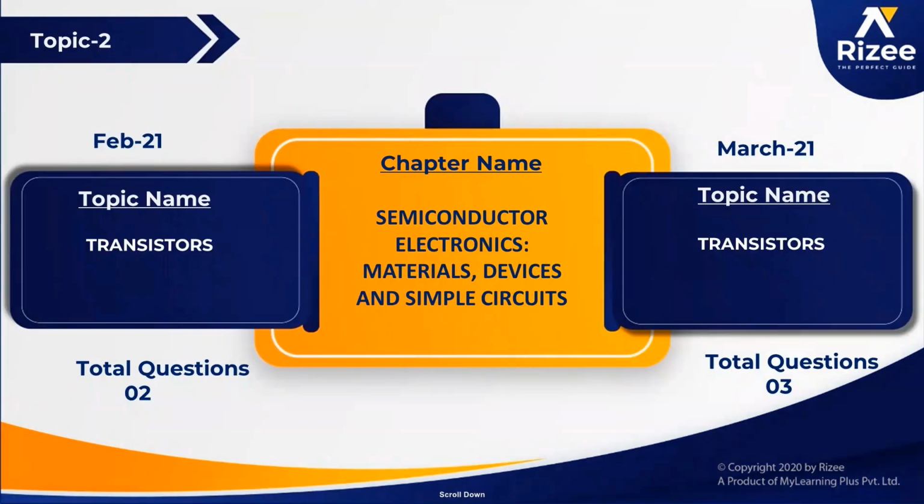Fine. So the next topic is transistors, and transistors also come from the same chapter, that is semiconductor electronics. In this one, what type of questions is he asking? In the February session it has been asked for 2 questions. In the March session he has asked 3 questions in this case.